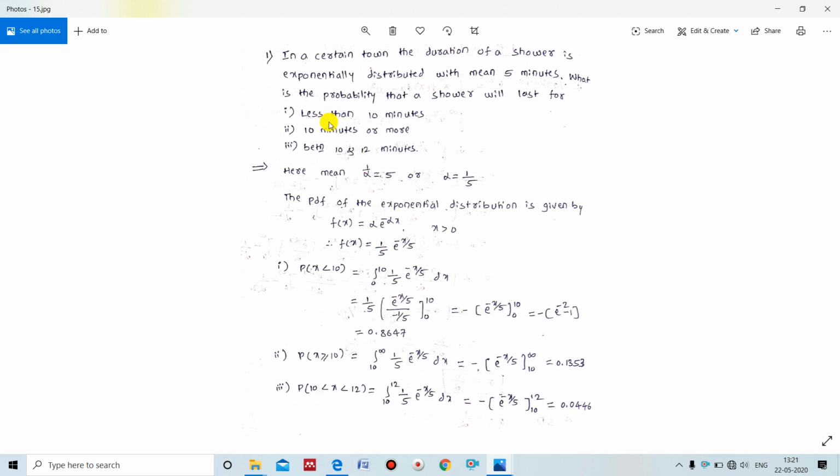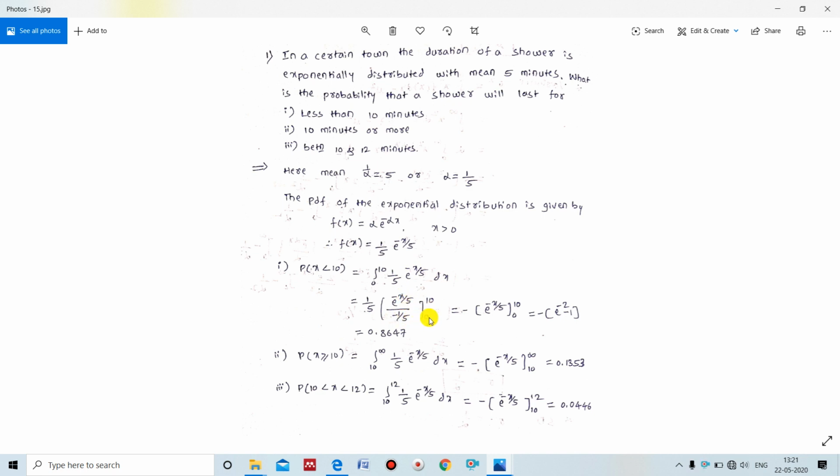Then the first question is less than 10 minutes, that is, the probability that the shower lasts less than 10 minutes. So P of x less than 10. Here we integrate the exponential distribution. The upper limit is 10 and the lower limit is 0, because f of x lies only in the positive interval. So from 0 to 10, f of x is 1 by 5 e raised to minus x by 5 dx. 1 by 5 is constant. Integrating with respect to x, we get e raised to minus x by 5 divided by the coefficient of x, which is minus 1 by 5.